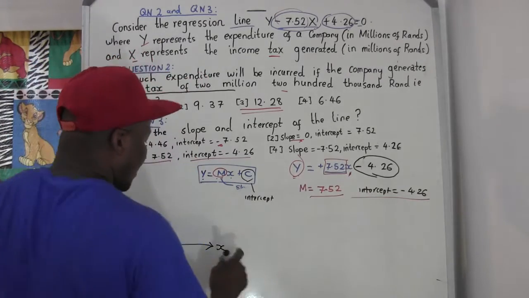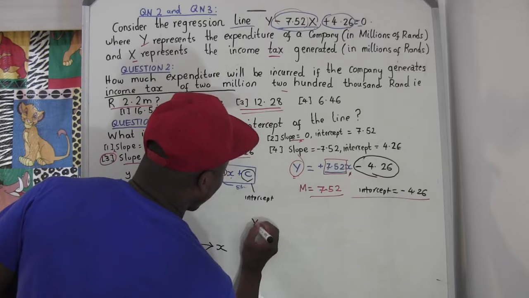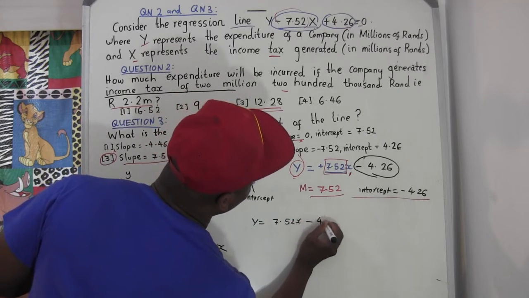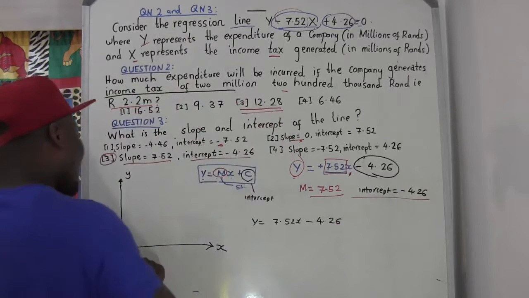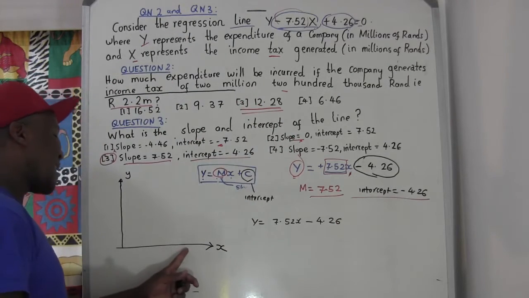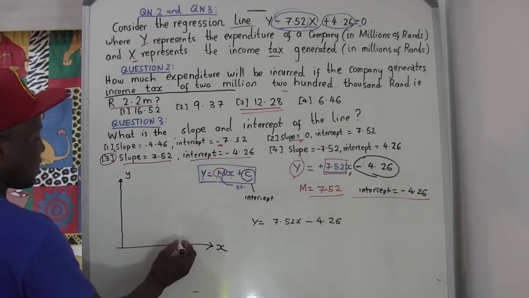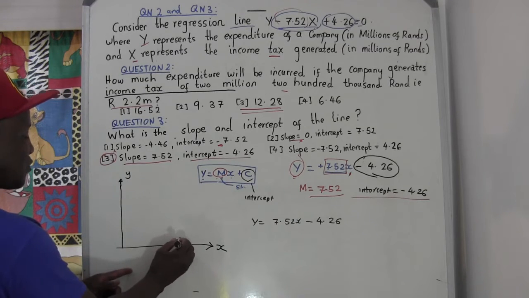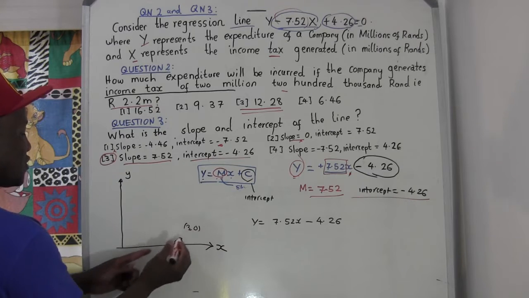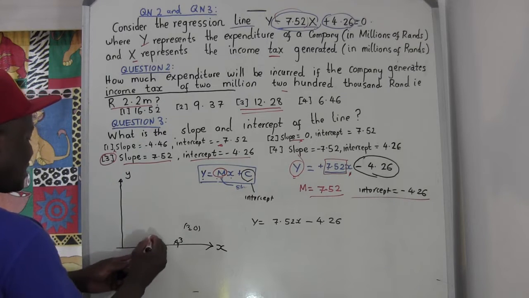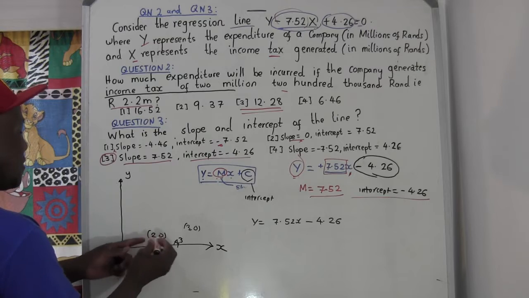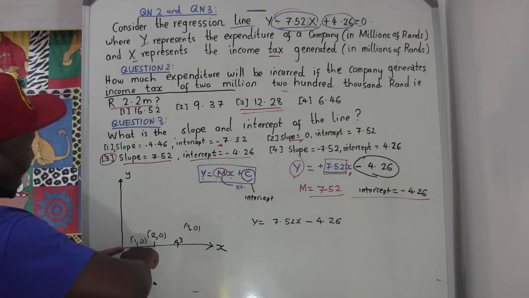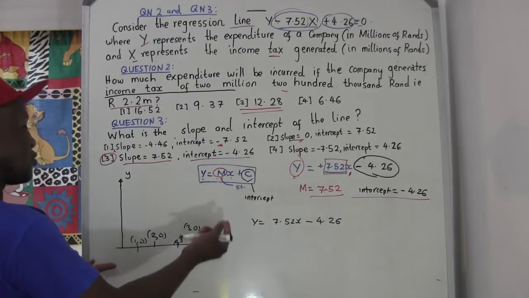So this is our equation. Let me write the equation here: 7.52x minus 4.26. If you want to get the value of the x-intercept, where it's going to cut at x. Look, for example, if I say this is 3, what is the value of y here? The value of y is 0 here. It means this point A is going to be 3 and 0, because here y is 0. If this is 2, this is 2, 0, because the value of y is 0. If this is 1, x is 1, y is 0. So any point which cuts at x, the value of y equals 0.